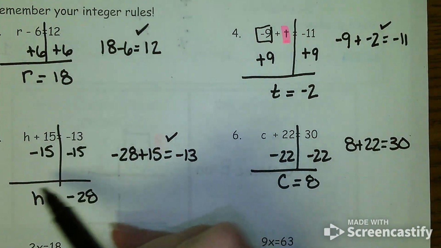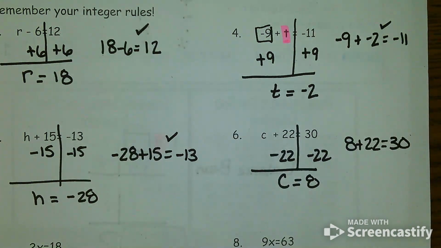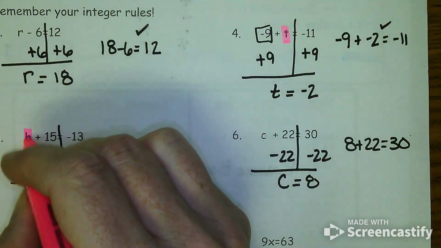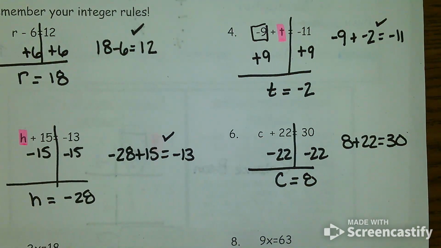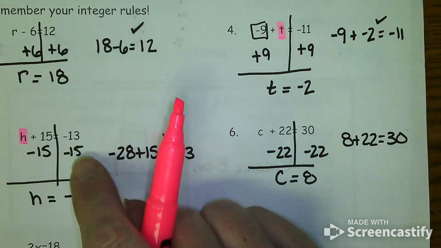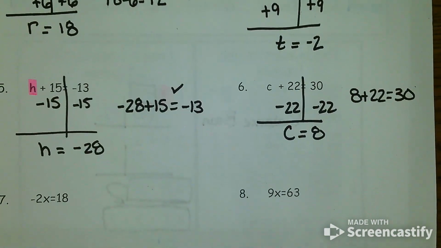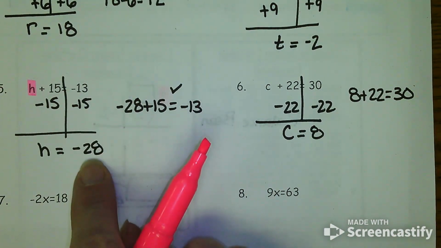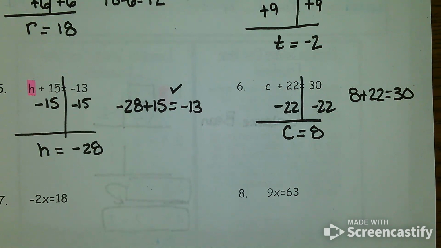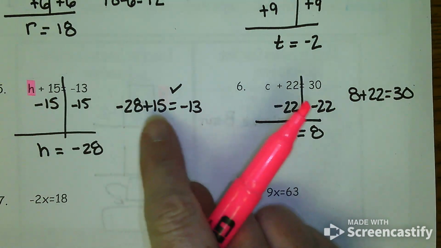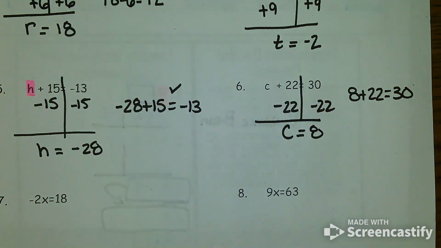At the bottom, balance beam, I want to keep the h, or isolate the h variable, so I get rid of the 15. Now, negative 13 and negative 15, you are always combining on this side, give us a negative 28. And when I put it back in, negative 28 plus 15 equals negative 13.